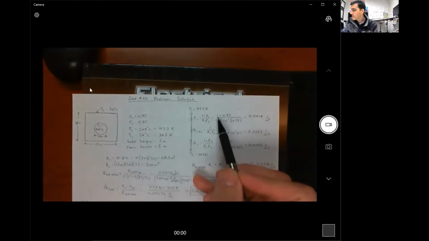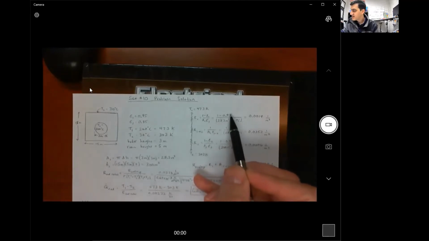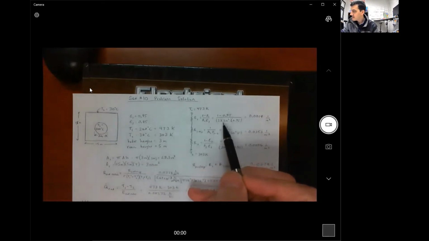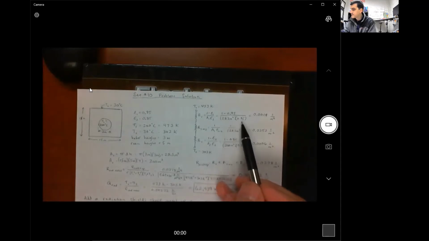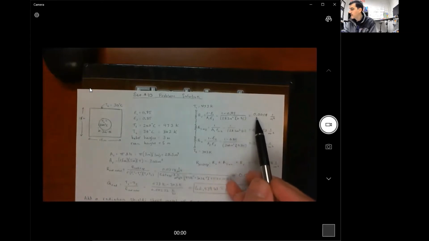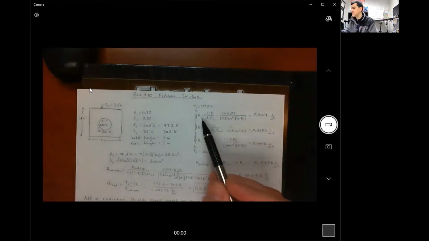So in the numerator, we have 1 minus 0.95 because that was the emissivity of the boiler walls. And then I had to calculate the area of the boiler. So that's just pi dh. So I did that down here. Pi times the diameter of the boiler times the height of the boiler. Pi times 3 meters times 3 meters gives me 28.3 meters squared. Plug that in. And then once again, I have the emissivity of the boiler wall. Plug that in, keep your units, and you'll get 0.0019 1 over meter squared. That is the first surface resistance.